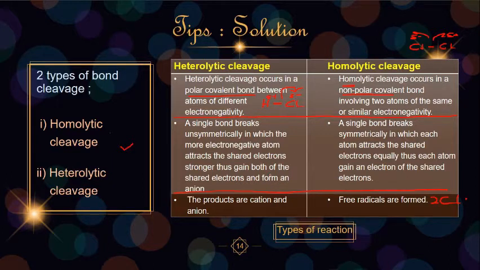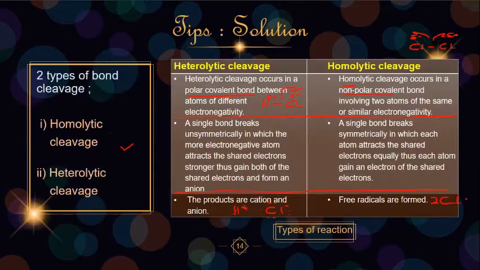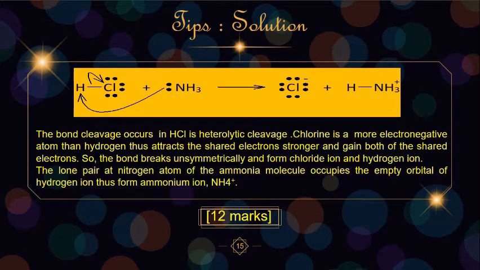For the heterolytic cleavage, you can find the products are H plus, which is a cation, and Cl minus, which is an ion with 2 electrons gained. So this answers question number 1, question number 2 and also question number 3 from the explanation just now. Now we go for question number 4. Complete the following reaction equation by showing the movement of electrons using curved arrows. Discuss the bond cleavage involved in the reaction. This is for question number 4 and question number 5.